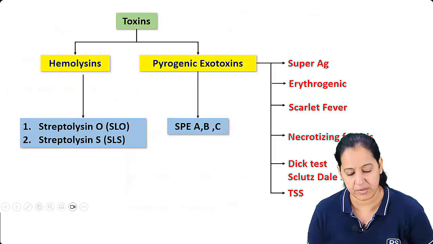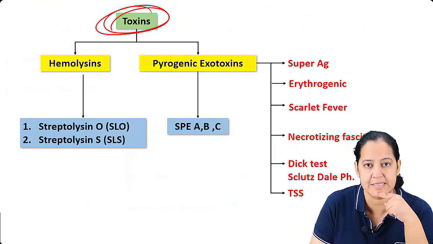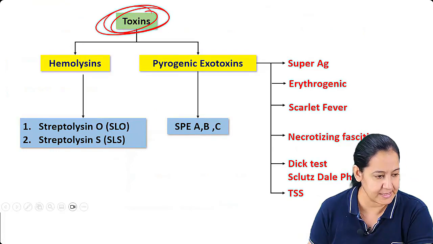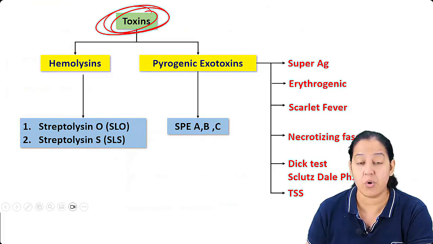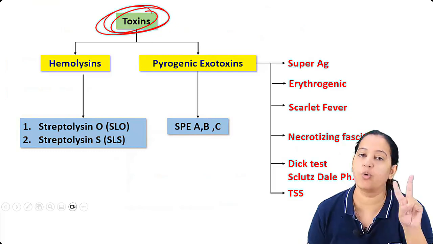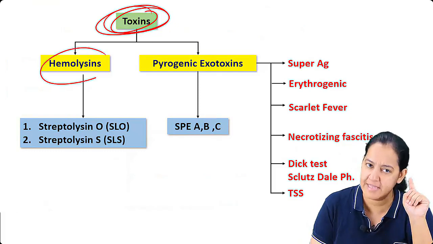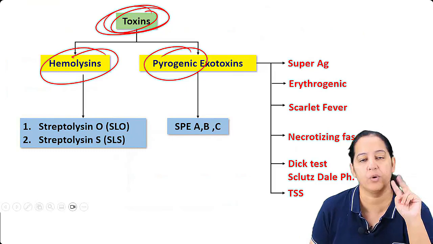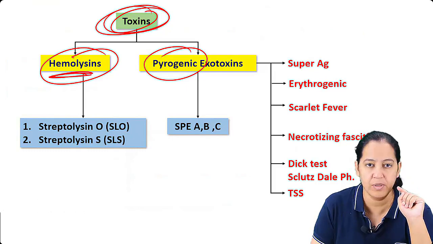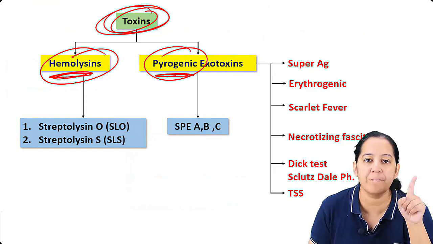Now coming to the toxins of Streptococcus pyogenes, followed by the diseases it is causing. So first see the toxins. How many toxins does it secrete? Only two toxins. One is hemolysin, one is pyrogenic toxin. Only two toxins are there. One is hemolysin and one is pyro. Not pyo, it is pyro.